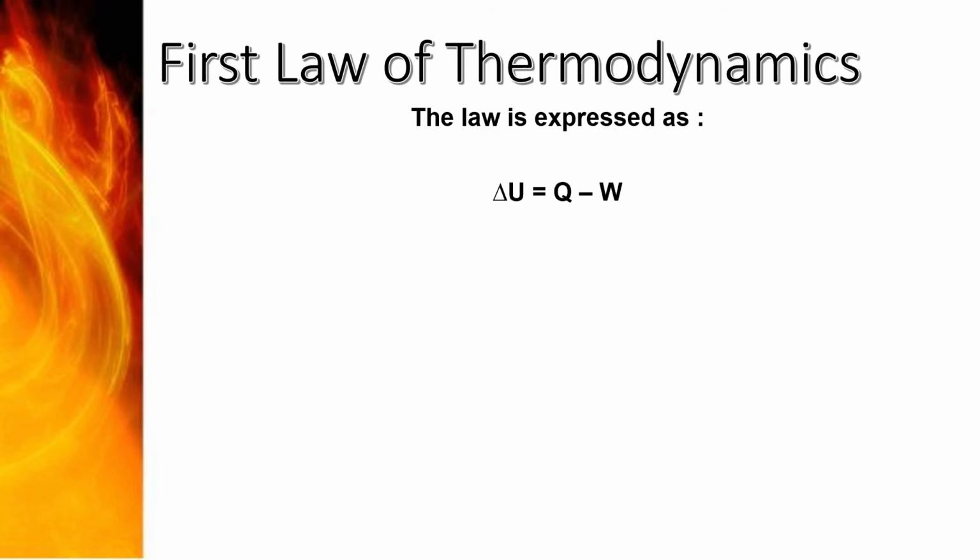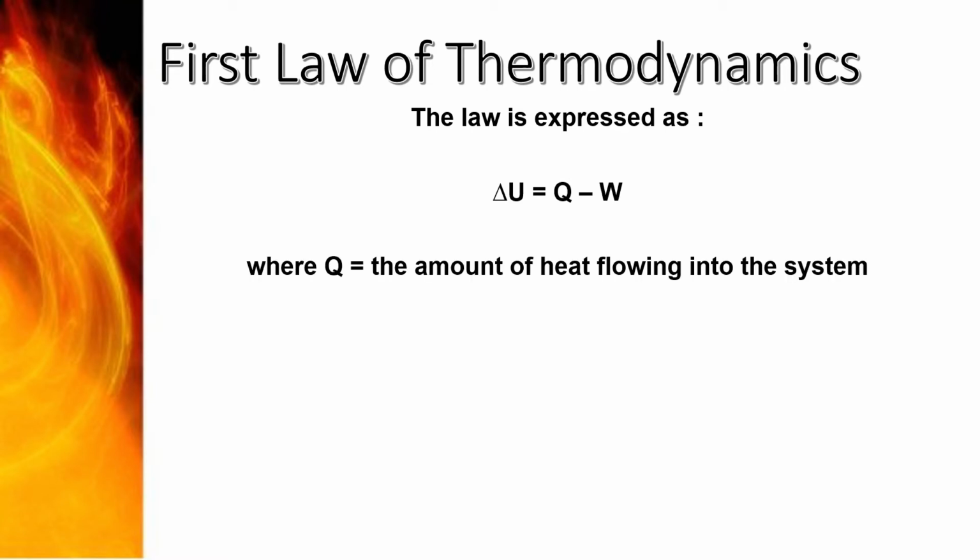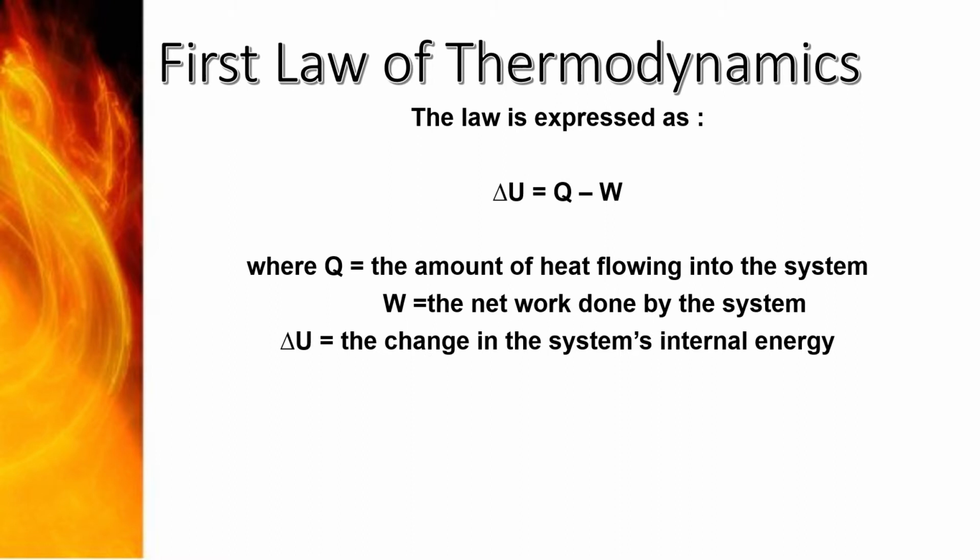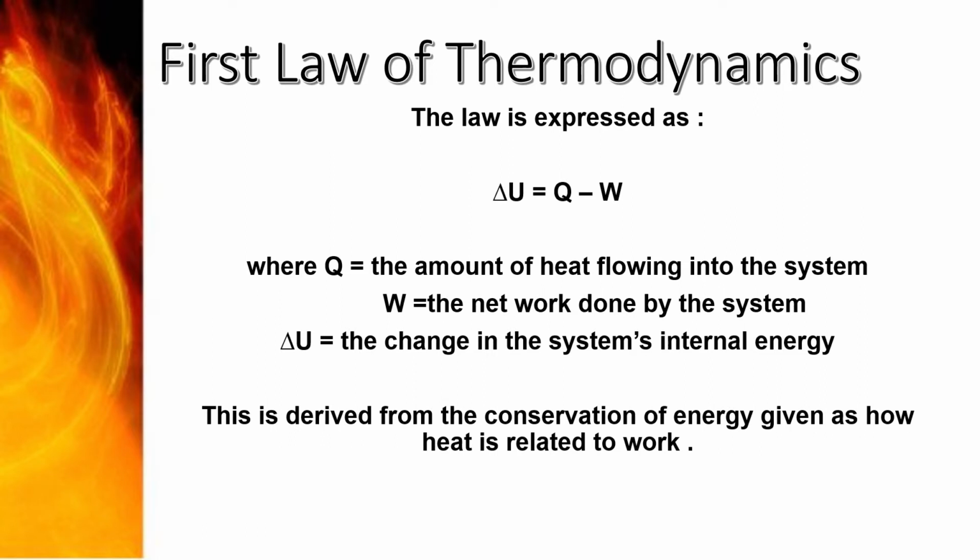The law is expressed as delta U is equal to Q minus W, where Q is the amount of heat flowing into the system, W is the net work done by the system, and delta U is equal to the change in the system's internal energy. This is derived from the conservation of energy, given as how heat is related to work. Q is equal to W plus delta U.